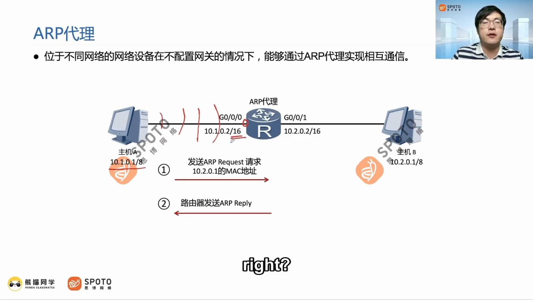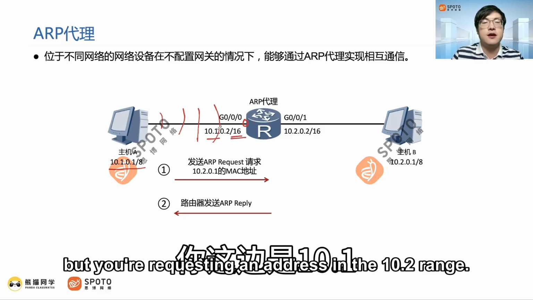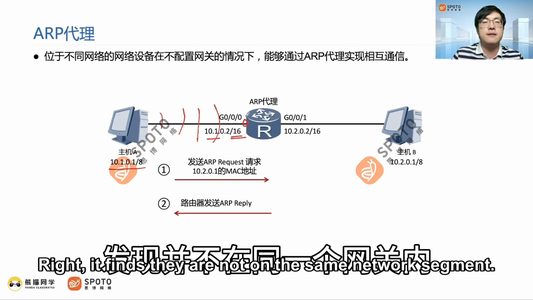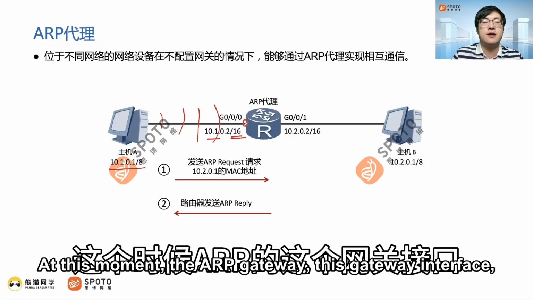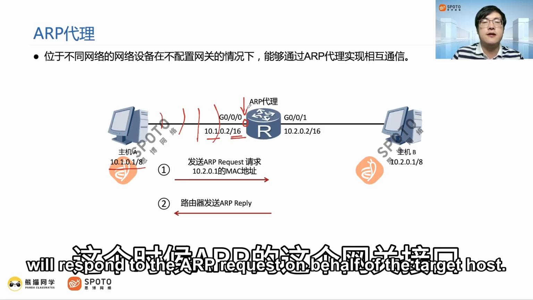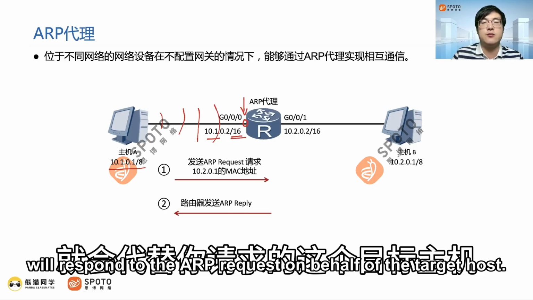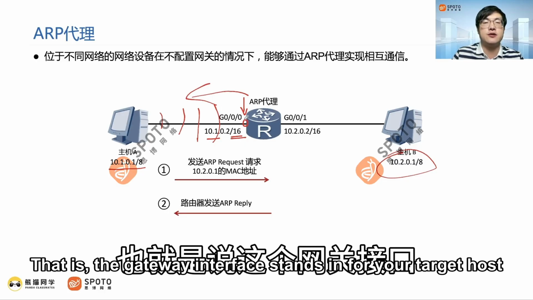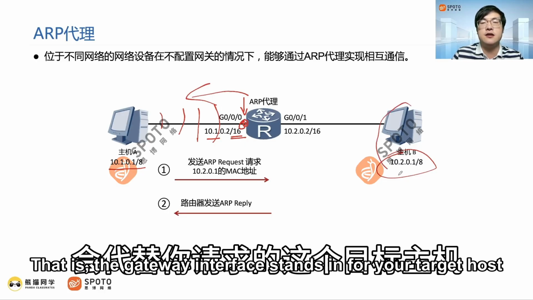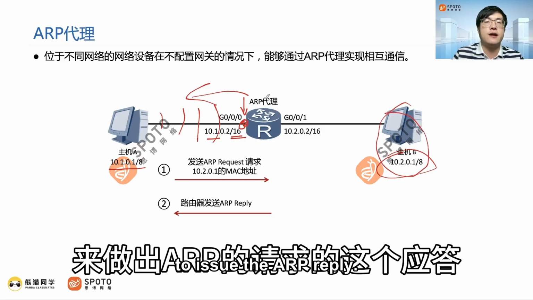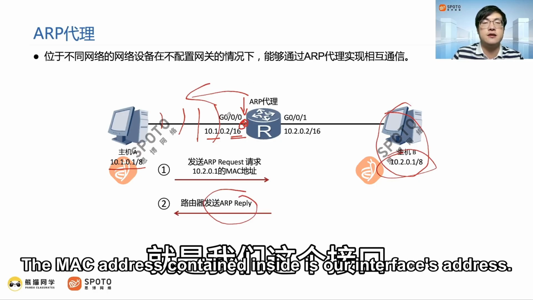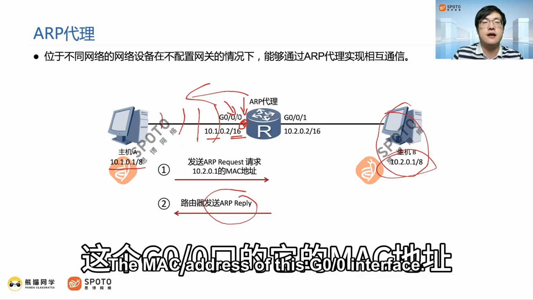Right? Your site is on 10.1, but you're requesting an address in the 10.2 range. It finds they are not on the same network segment. At this moment, this gateway interface will respond to the ARP request on behalf of the target host. The gateway interface stands in for your target host to issue the ARP reply. The MAC address contained inside is our interface's address, the MAC address of this G0/0 interface.